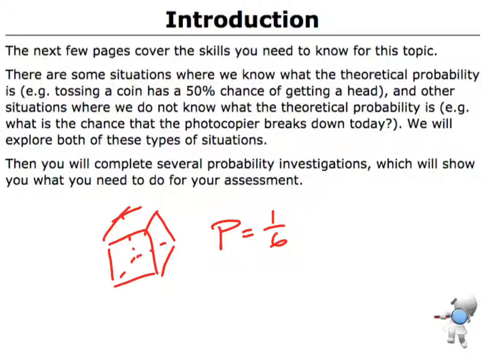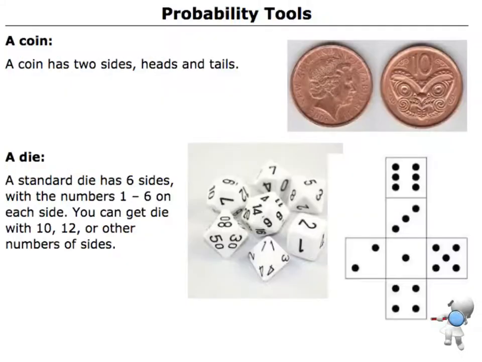But there are other situations where we don't know what the theoretical probability is. So what is the probability that you wake up at 7 o'clock tomorrow morning? Well, it all depends, and the best thing that we can do is collect a bunch of data to try and estimate that probability. So this is what we're looking at for this topic.